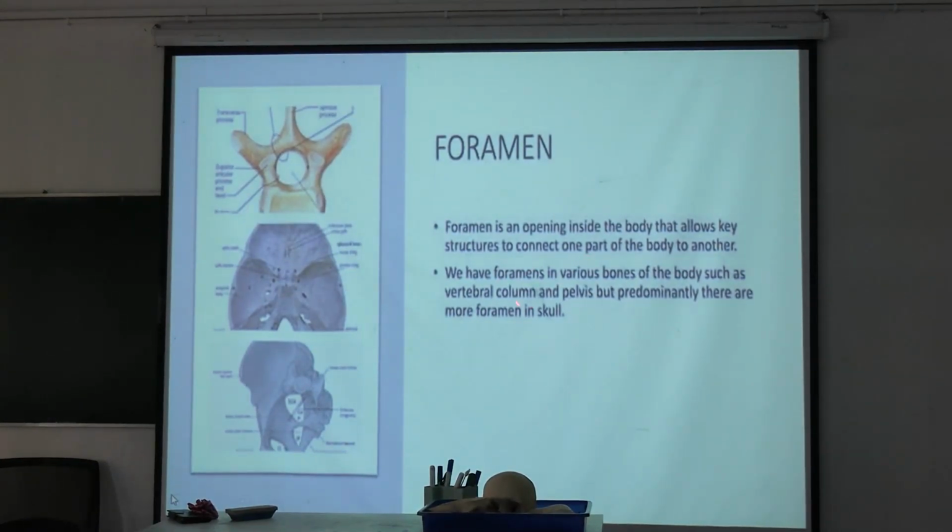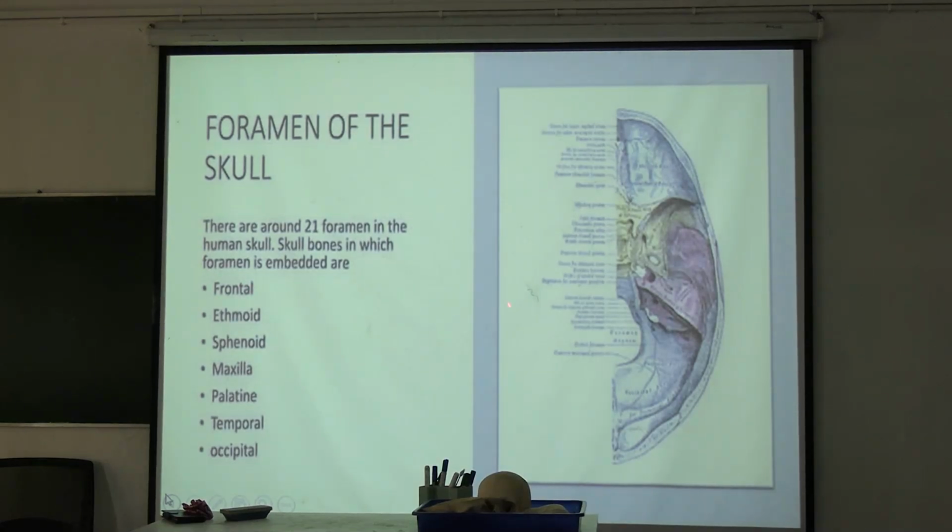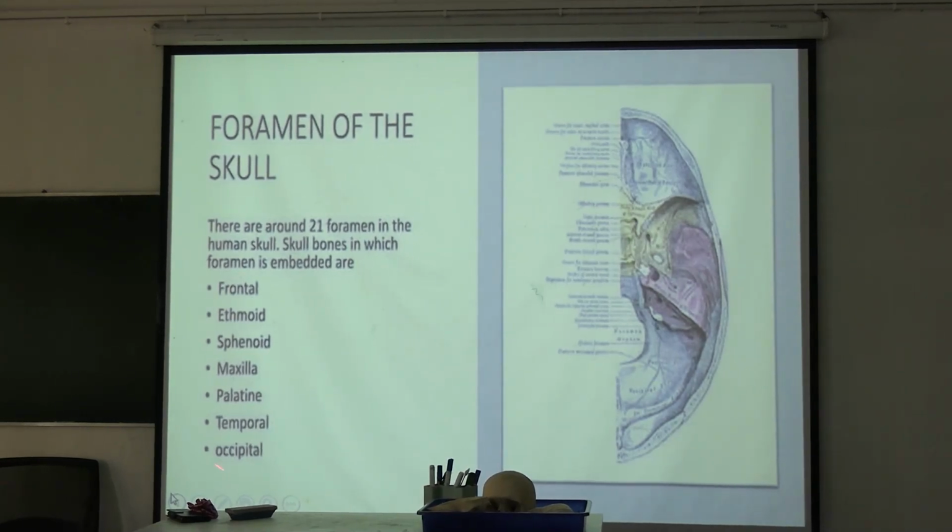Okay, we have foramens in various bones of our body, such as the vertebral column and pelvis. Here also you have seen vertebral foramens, intervertebral foramens, all those. But predominantly there are more foramens in the skull. Okay, so foramens are located in these bones mainly. There are around 21 foramens in the human skull, and the skull bones in which the foramens are embedded are these: frontal bone, ethmoid, sphenoid, maxilla, palatine, temporal, and occipital.